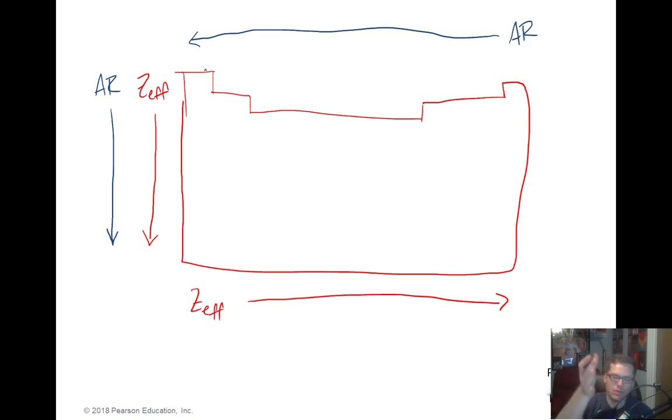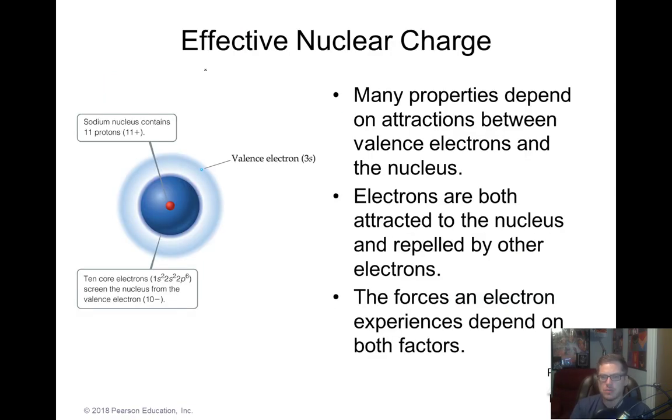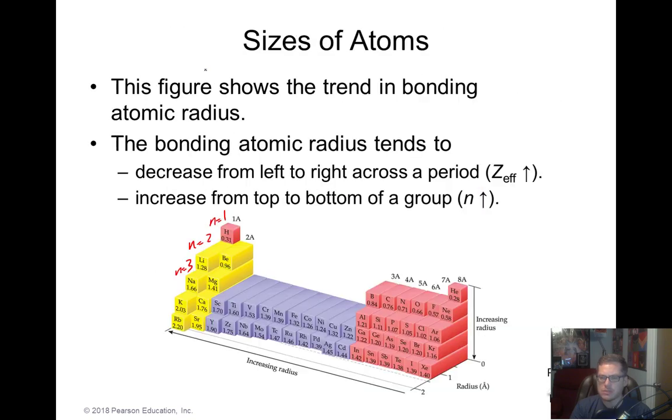Notice that I drew atomic radius and Z effective on the same side for up and down because they are increasing in the same direction. But for the periods, they're flipped. Just to help you picture it while you're working on textbook problems and so on and so forth.